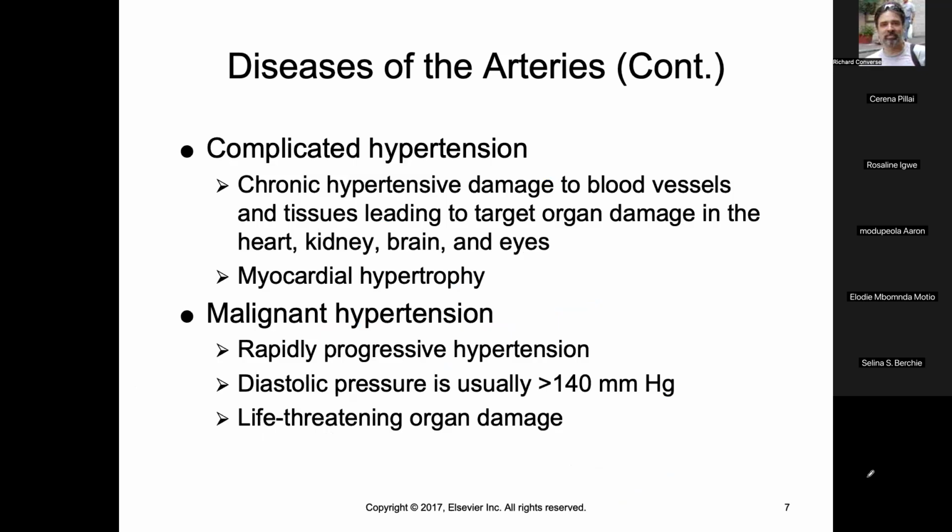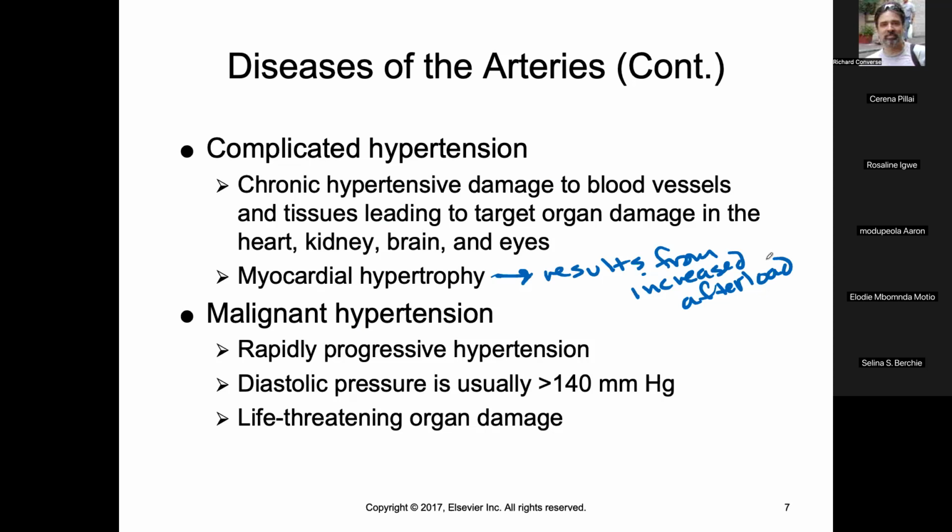Complicated hypertension, chronic hypertensive damage to blood vessels and tissues leading to target organ damage in the heart, kidney, brain, and eyes. Myocardial hypertrophy can be a result of this. Why? Because you increase the afterload. Okay. When you increase the force against which the heart has to work, the myocardium has to work harder and it will hypertrophy. Okay. Your heart will enlarge.